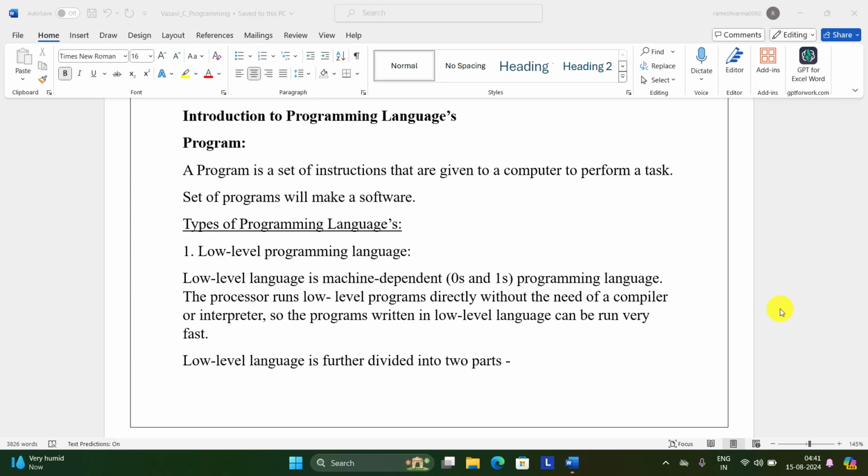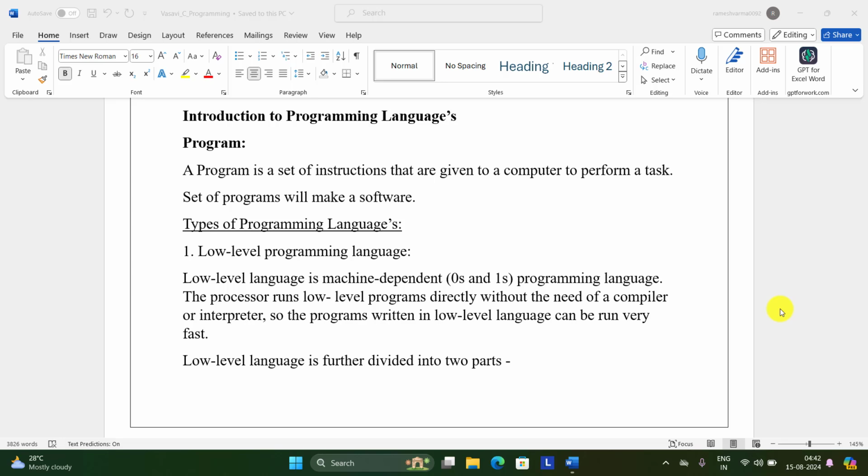But the problem is converting everything in binary requires lot of time, and if you make any mistake in the process of converting, it is very difficult to find where the mistake was. And if you want to upgrade or if you want to maintain that particular piece of code, it will be difficult in low level programming language. That means zeros and ones.